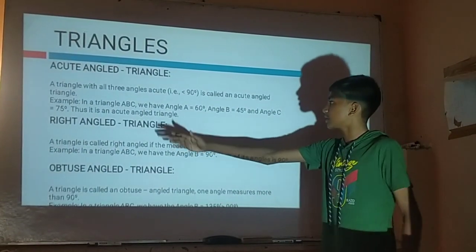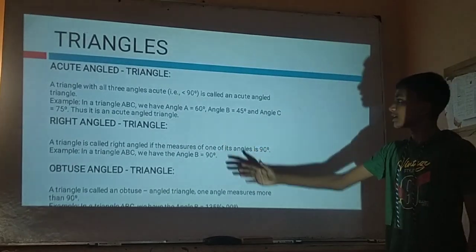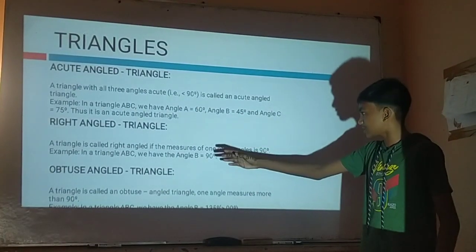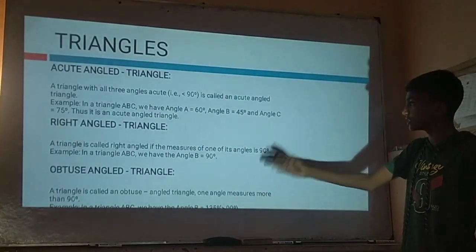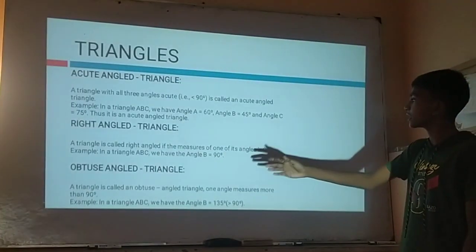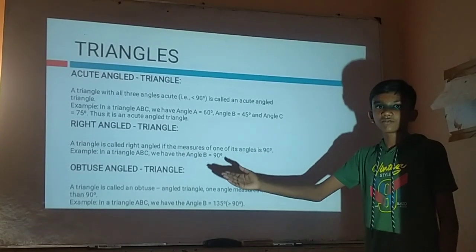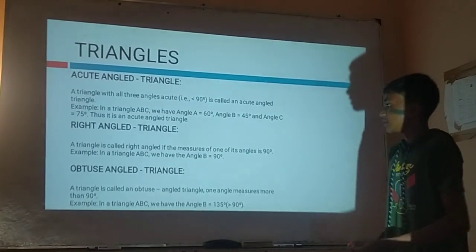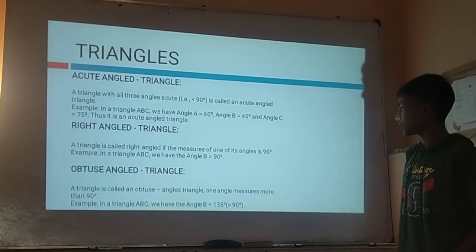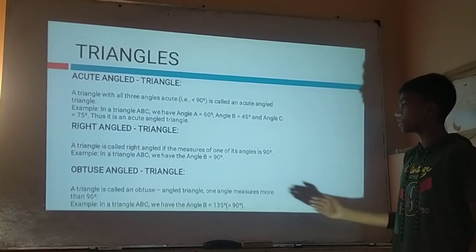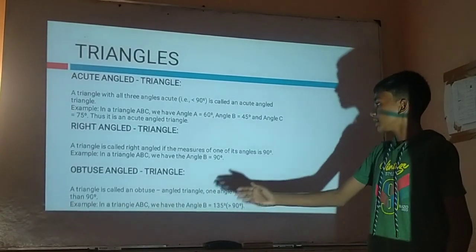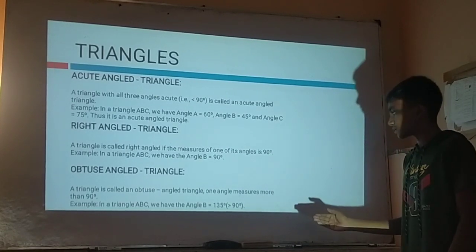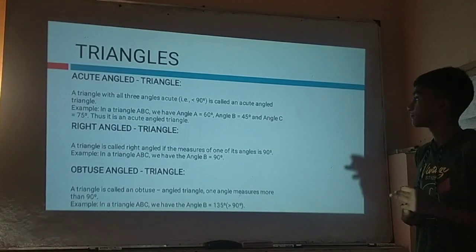Next, let us see about a right angle triangle. A triangle is called a right angle triangle if the measure of one of its angles is 90 degrees. For example, in a triangle ABC, we have the angle B, which is 90 degrees. Next, let us see obtuse angle triangle. A triangle is called an obtuse angle triangle if one angle measures more than 90 degrees. Example: in a triangle ABC, we have the angle B, which is 135 degrees, or more than 90 degrees.